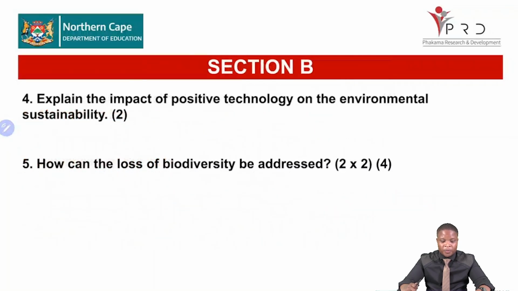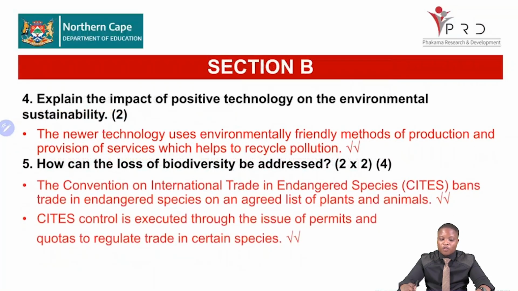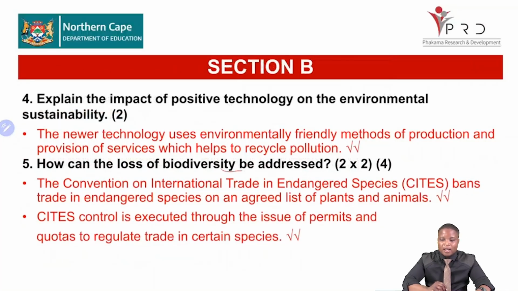Right. Question number 4. Explain the impact of positive technology on environmental sustainability. The newer technologies use environmentally friendly methods of production and provisioning of services which help to recycle pollution. How can the loss of biodiversity be addressed? Remember, we need international agreements that we may have, or a country can come up with ways like modern technologies to ensure that our endangered species are not dying out completely.